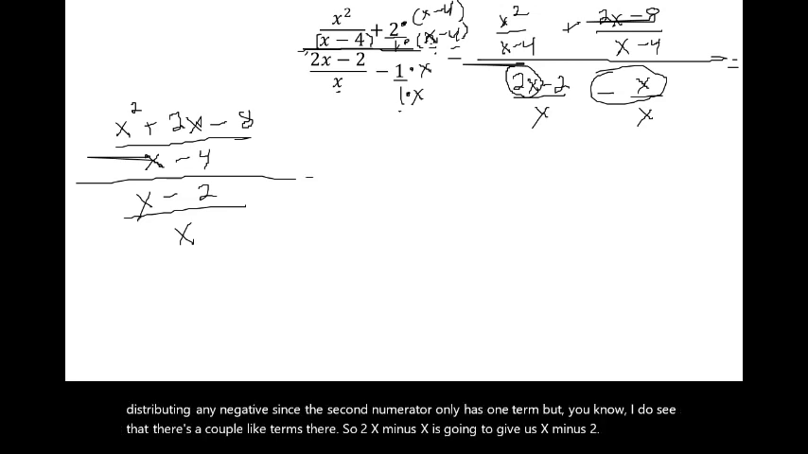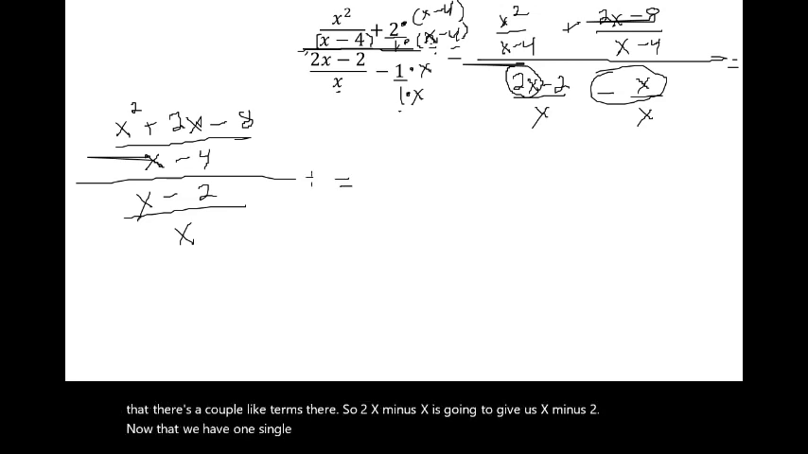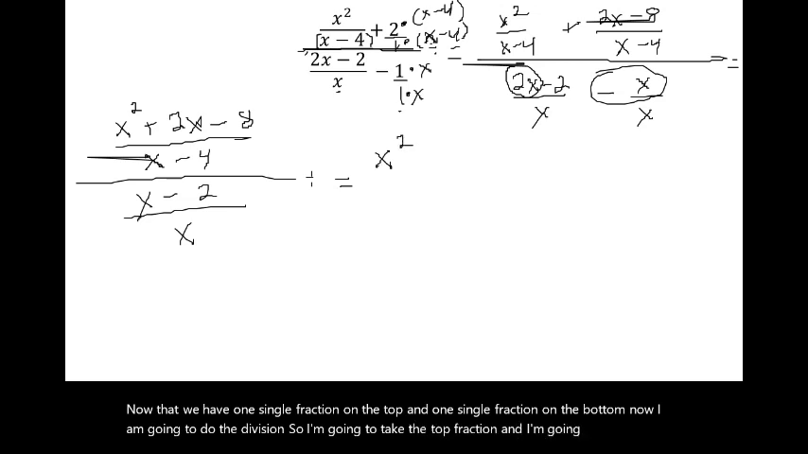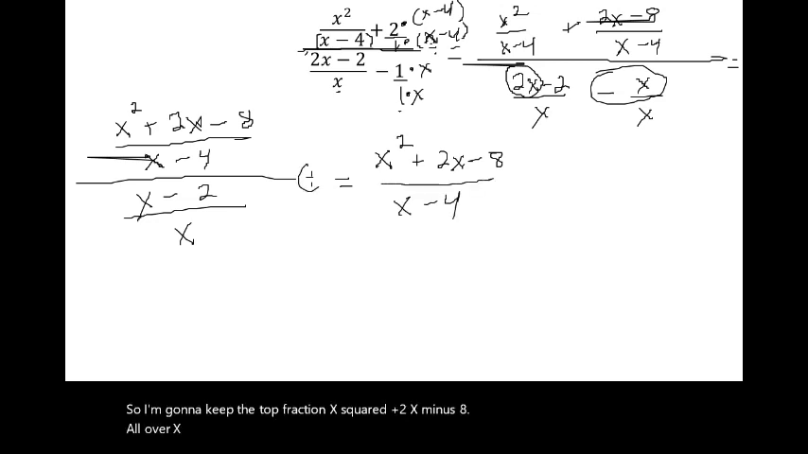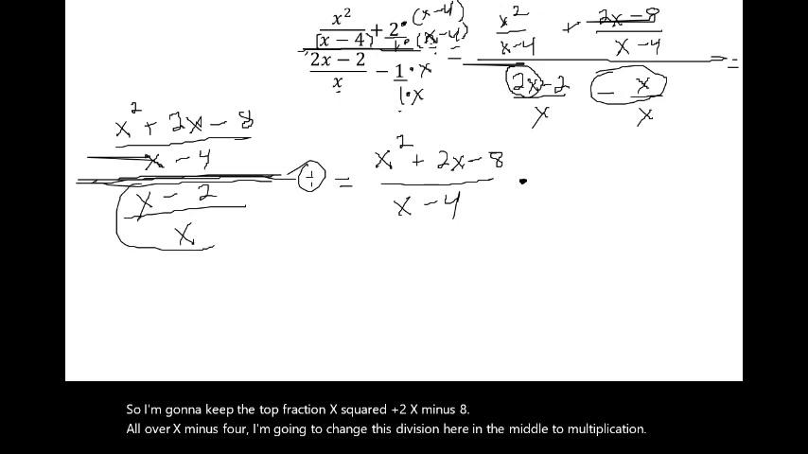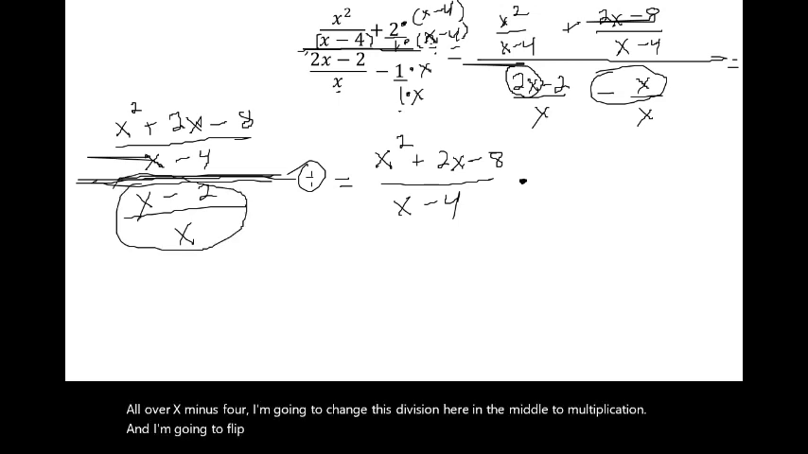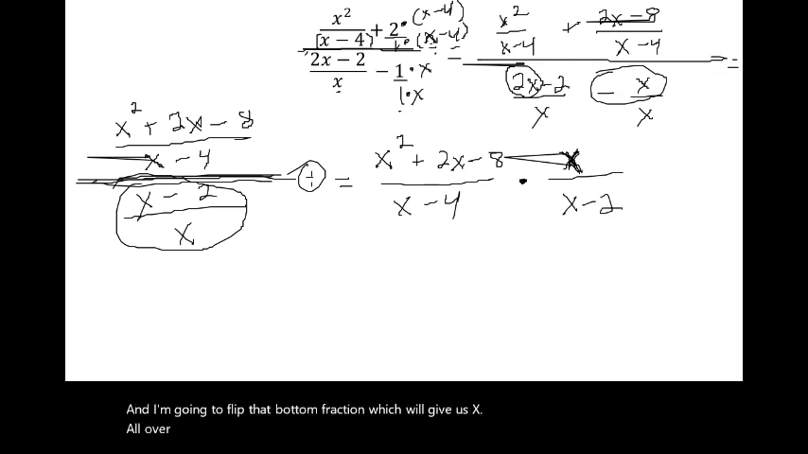Now that we have one single fraction on the top and one single fraction on the bottom, I am going to do the division. So I'm going to take the top fraction and I'm going to keep it as is, x squared plus 2x minus 8 all over x minus 4. I'm going to change this division here in the middle to multiplication, and I'm going to flip that bottom fraction, which will give us x all over x minus 2.